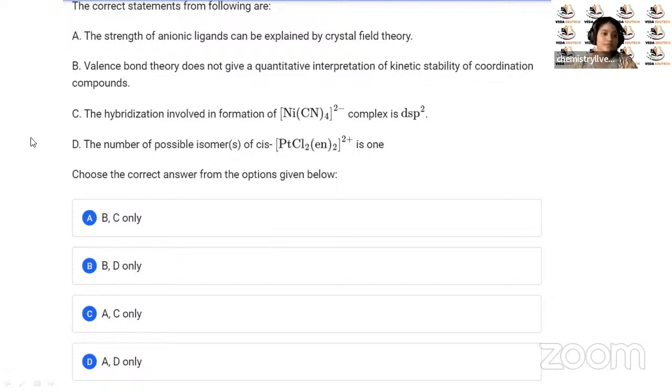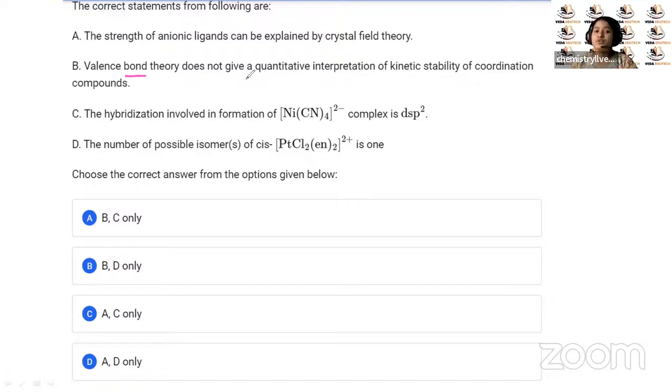Okay. So we'll see which of the following statements are correct here. The strength of anionic ligands can be explained by crystal field theory. Is it explained by crystal field theory, children? The spectrochemical series is going to tell us about the anionic ligand strength. Okay. Let us see the other options. Let us see the next option.